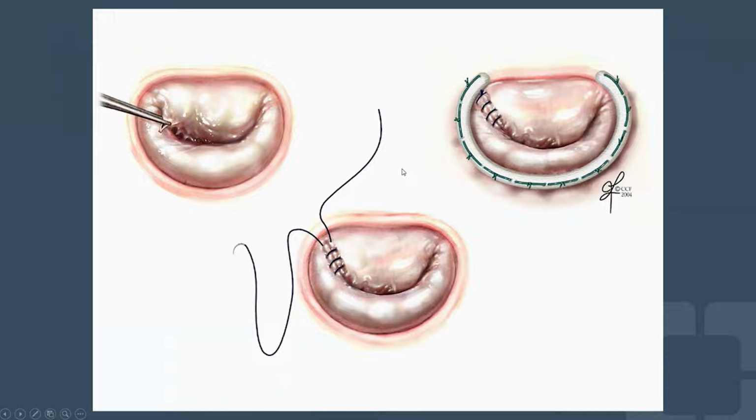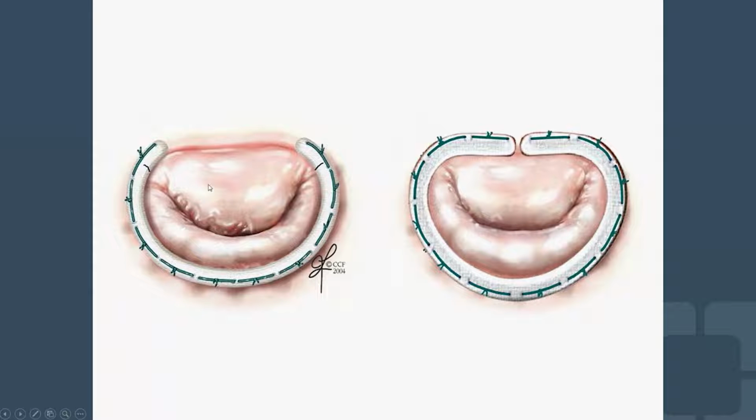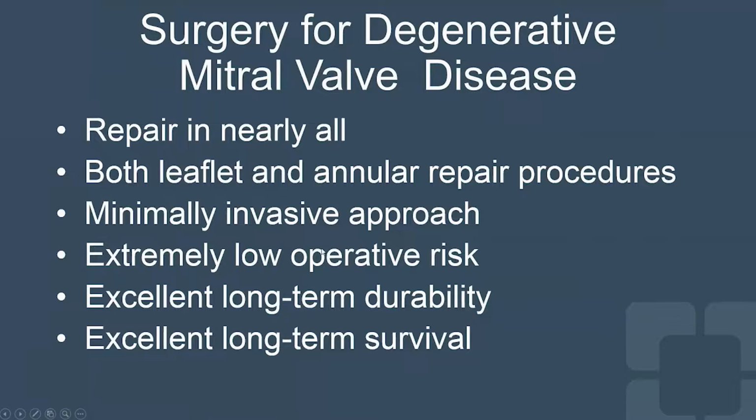Sometimes once you've done the repair, at the corners or at the commissures, you can still have a bit of a leak. In these cases, you can just suture up the commissures and get rid of the leak, and that's called a commissuroplasty. And finally, annuloplasty is absolutely needed for all patients undergoing mitral valve repair, and having an annuloplasty is a predictor of long-term durability.